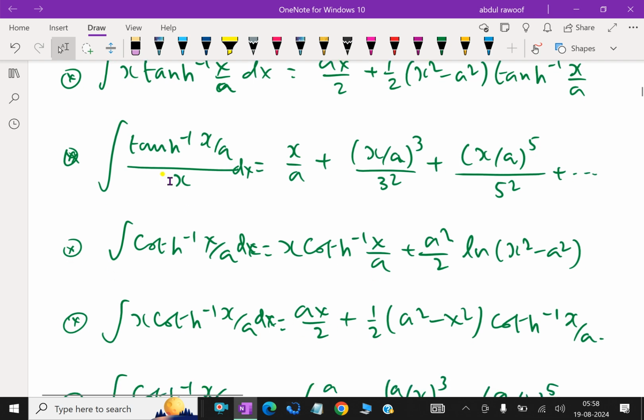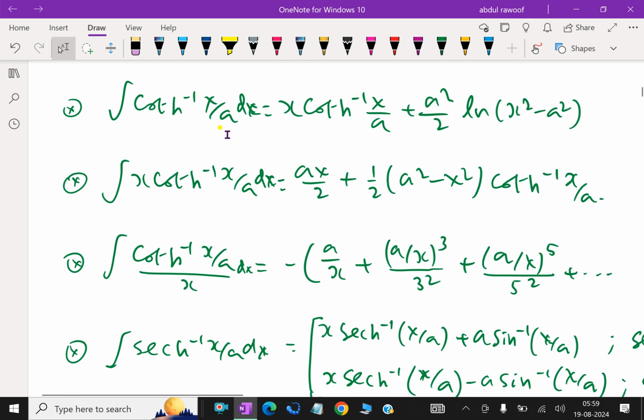Next one, integral of tanh inverse (x/a) over x dx equals x over a plus (x/a) cubed by 3 squared plus (x/a) to the power 5 over 5 squared plus dot dot dot. Next one, integral of coth inverse (x/a) dx equals x coth inverse (x/a) plus a squared over 2 ln of x squared minus a squared.